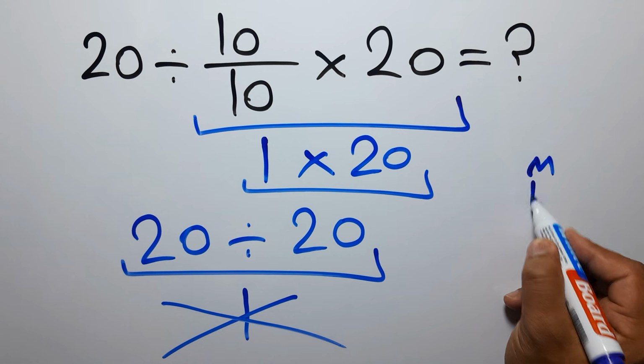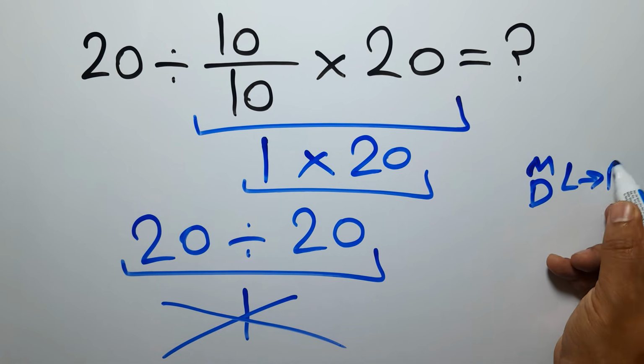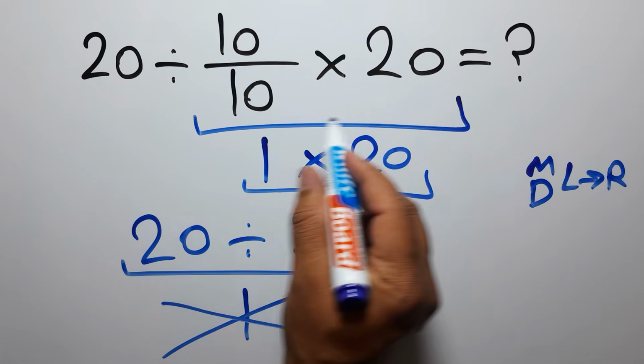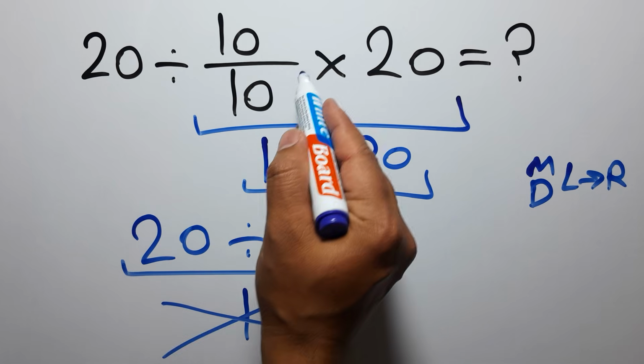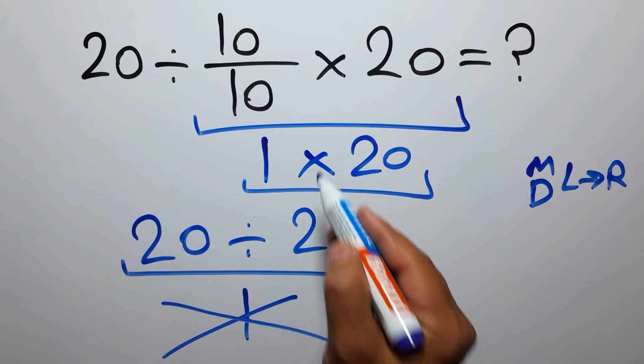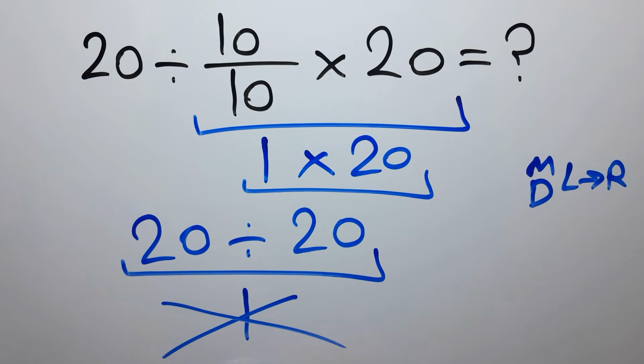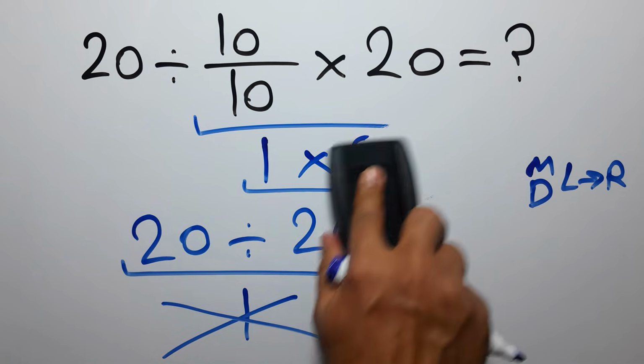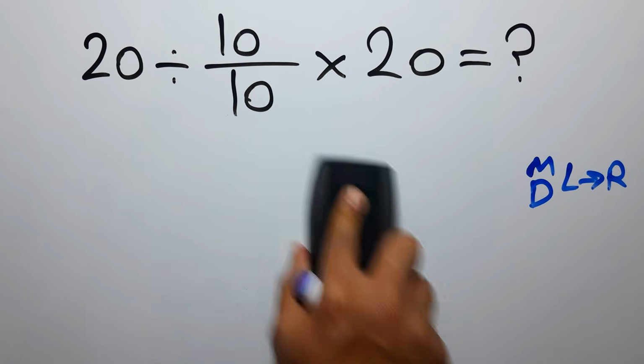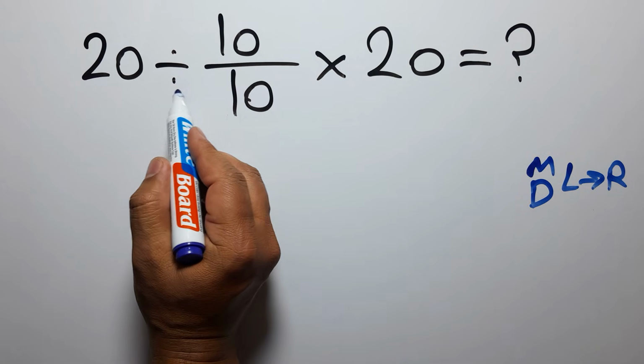we have to work from left to right. So here, first we have to do this division, then this multiplication. If we do this multiplication before this division, it is wrong. So first we have to do this division.